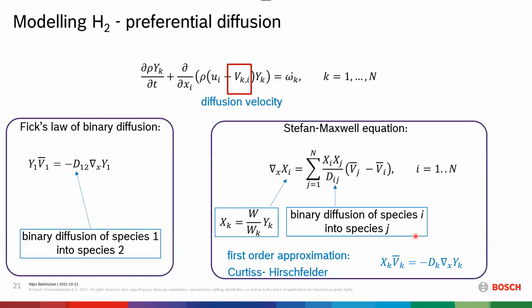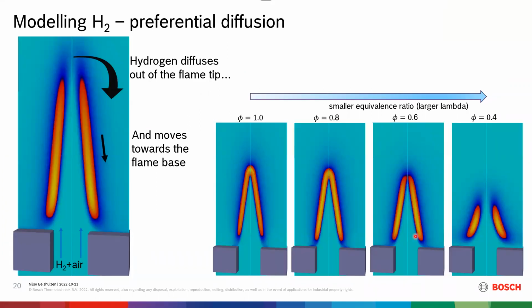Nijso, one question. That basically means that the further along the domain you go, your flame becomes too lean at some point to burn. Is that then the reason why you have an open flame?